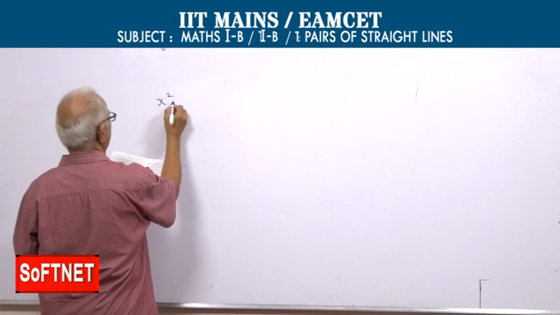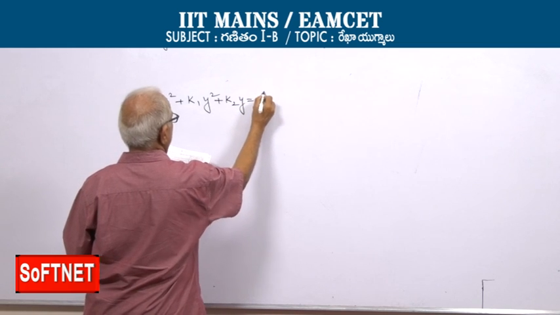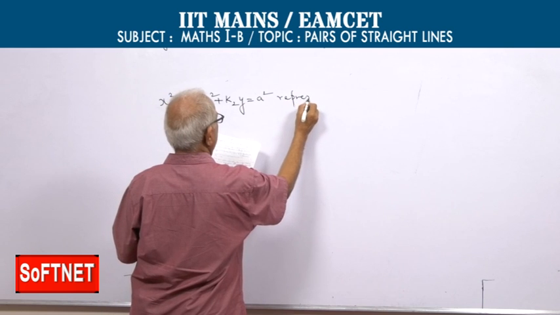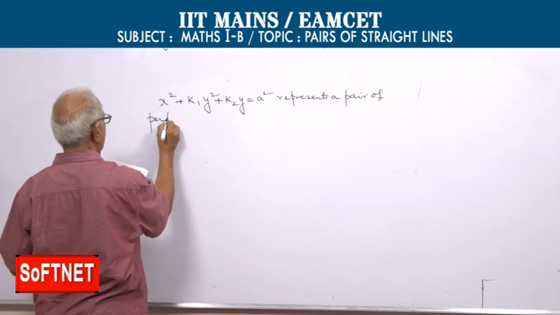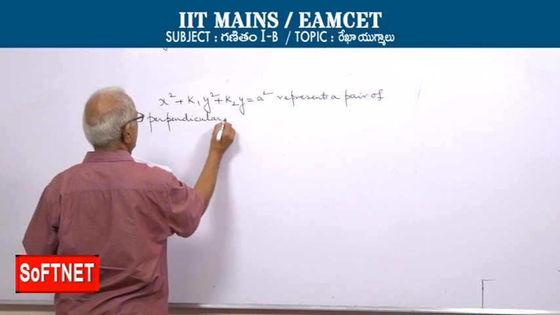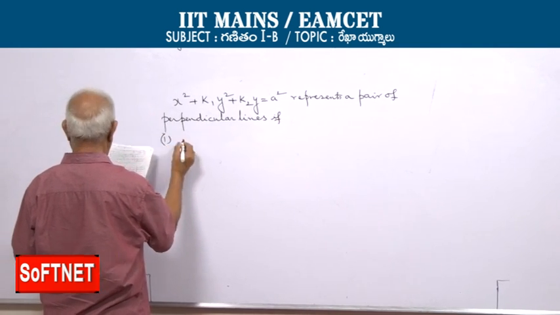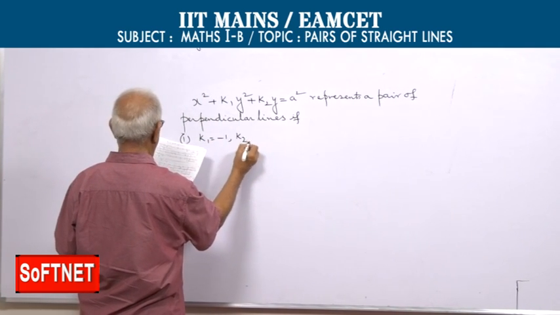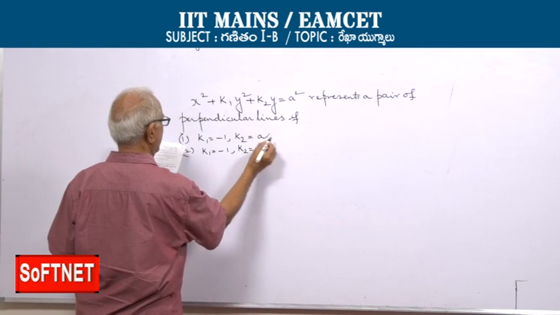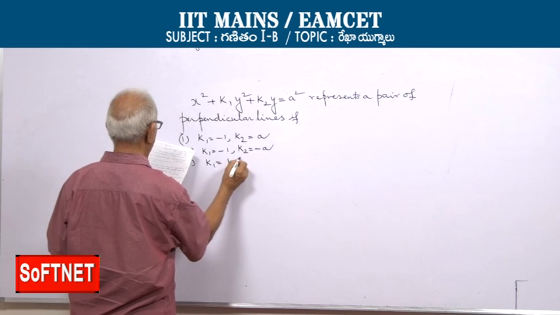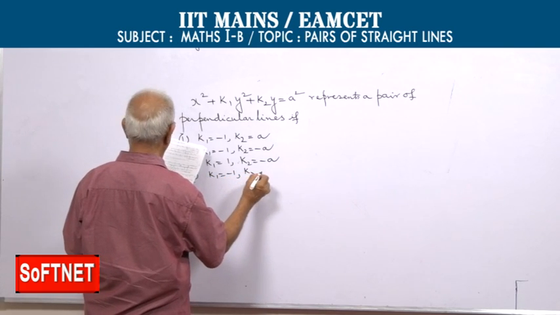Next question. The equation x square plus k1 y square plus k2 y is equal to a square represents a pair of perpendicular lines if, the options are here: K1 is minus 1, K2 equal to a; K1 is minus 1, K2 equal to minus a; K1 equal to 1, K2 equal to minus a; K1 is minus 1, K2 equal to plus or minus 2a.